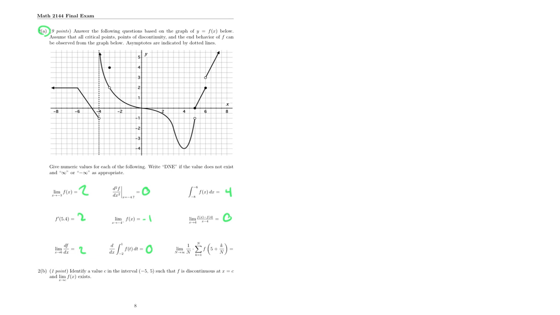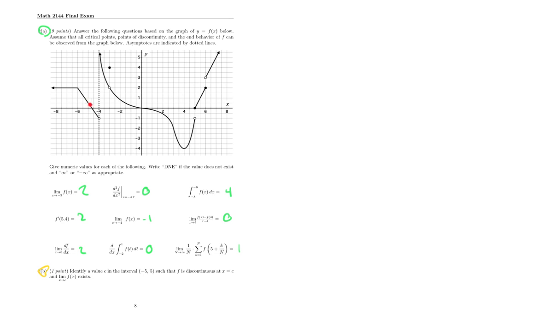So if I go ahead and just calculate the area of this triangle, it'll be 1, which should line up with our summation formula for this Riemann sum. Okay, so for this next one, part B, we're going to identify a value c from -5 to 5, such that f is discontinuous at x equals c, but the limit exists.